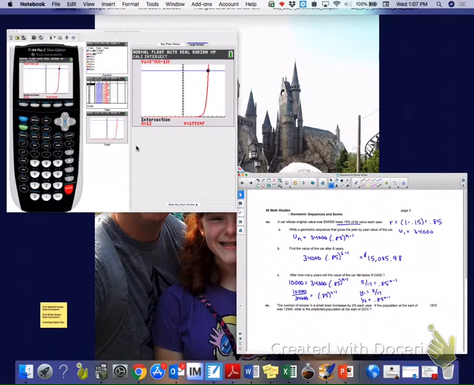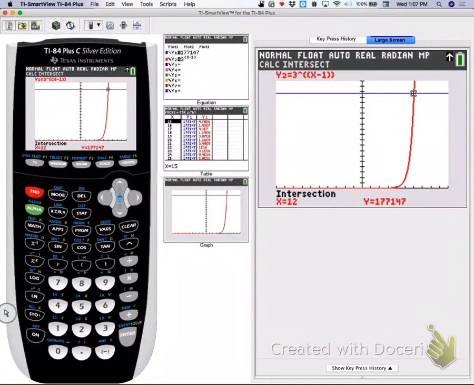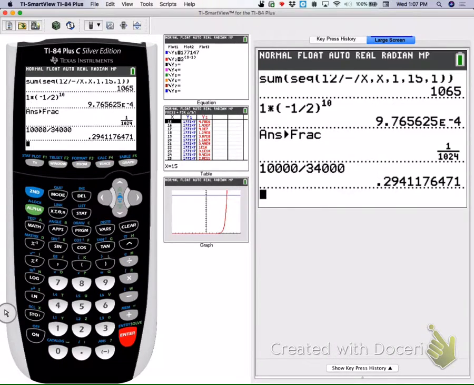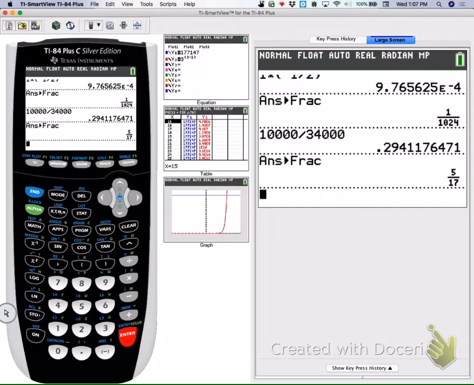When I take that fraction there, the 10 divided by 34. Okay, so there's my not so nice decimal. But if I go to math and I go to fraction, it will give me the simplified version of that, which is the 5/17. Okay.